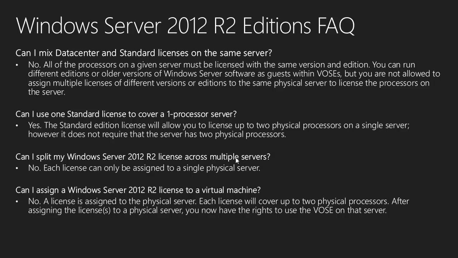You don't need to have 2 procs to use standard. I think you all know that one, but sometimes we do get variations of that. And that one, though, generally ties into, well, if I'm only using 1 processor and 1 VM, could I split that and use it across 2 physical servers? No, because you're licensing it per physical server, not for the ability to split capabilities out across virtual servers, across multiple servers. And then, can I assign a Windows Server 2012 R2 license to a virtual machine?